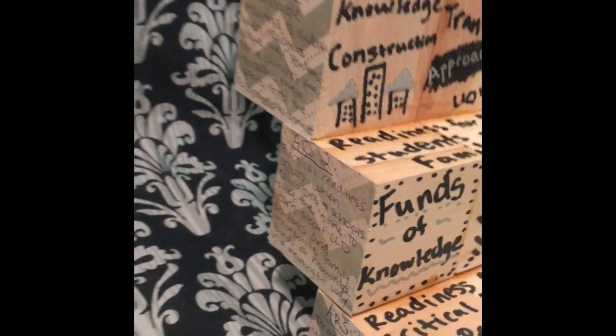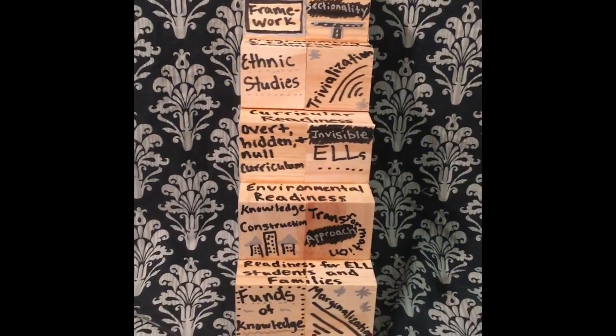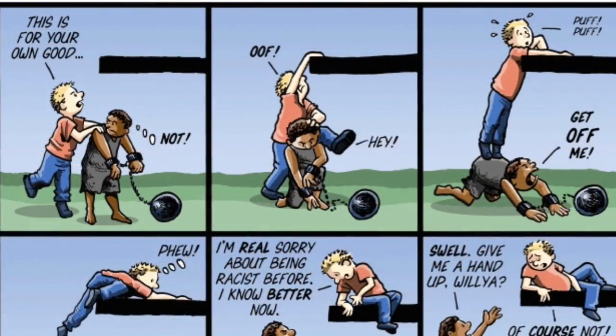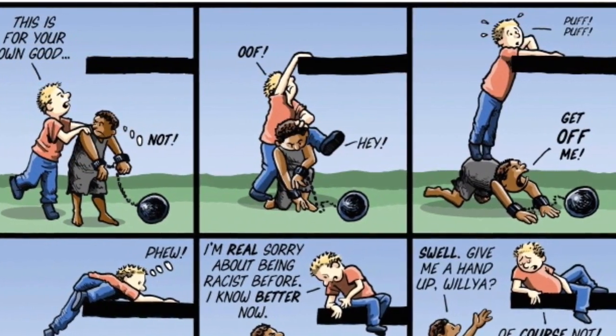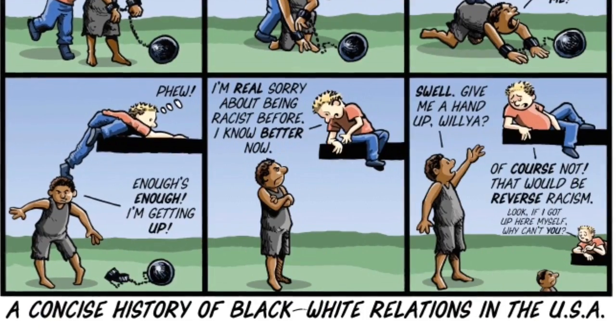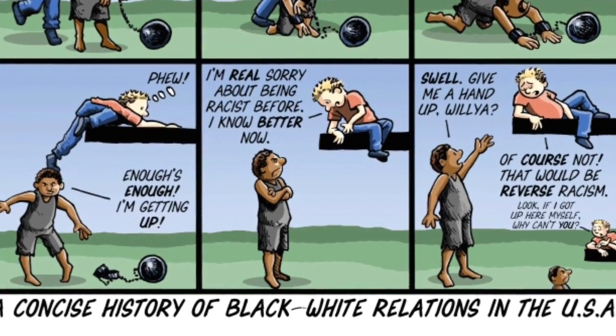To understand how the ARS levels build upon one another, we will now examine each level and discuss what it looks like in practice. Level 1 is readiness for critical reflection on practice. This means that teachers are able to look back on classroom practices, curriculum, and school culture and identify any biases that may exist. To do this, teachers must understand how stereotypes and privilege can lead to discrimination and why it is important for students to develop positive self-identities.